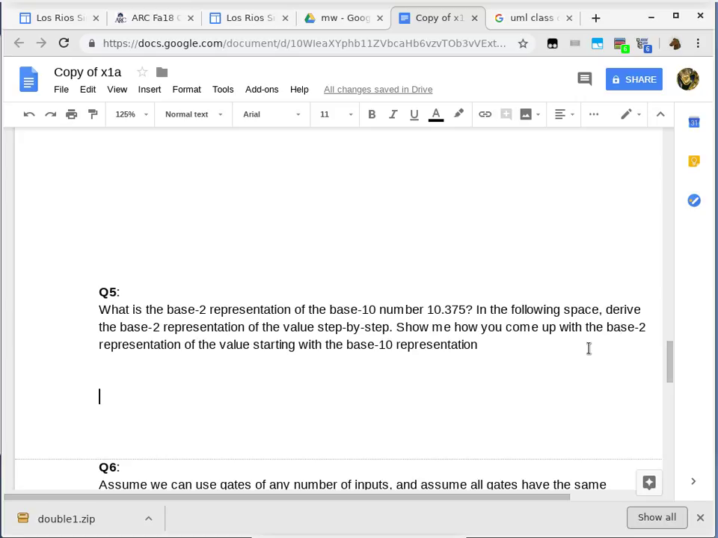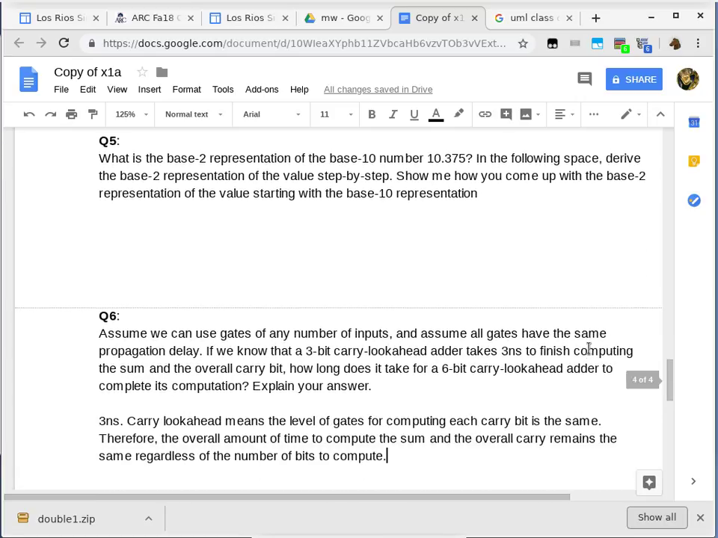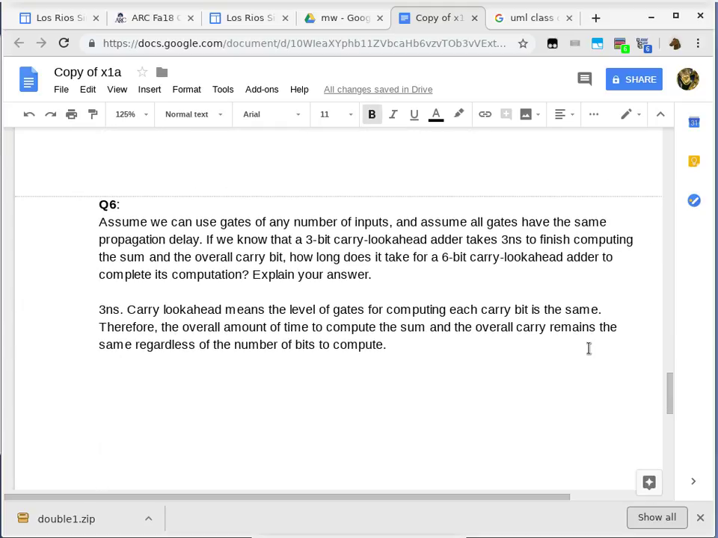All right, question number 6. There are 7 questions, so we only have 2 more to go. Question number 6 asks, assume we can use gates of any number of inputs. First of all, does everybody understand what that means? We are not talking about the width of a gate, we are talking about the number of inputs of a gate. Those things are different. And assume all gates have the same propagation delay.